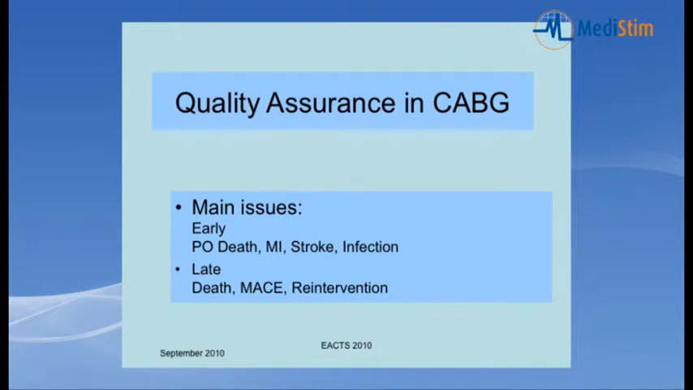So how do we improve the results in the individual patient that we deal with every day as cardiac surgeons? Well, of course, we think about individual patients, but we are also subject to quality assurance in our institutions, and the main early issues are death, of course, myocardial infarction, stroke, and infection. I will not talk about infection anymore. And then the late complications: death, MACEs, and reinterventions. All these things are issues that are important for our patients.